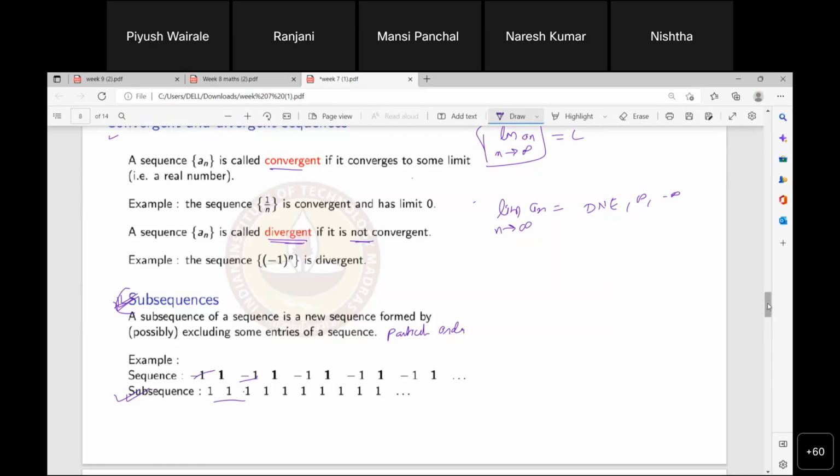Sir, we are only talking about convergent and divergent sequences, and oscillatory sequences. We have included them in the divergent sequences. Sir, minus 1 raised to the power n is just minus 1, 1, minus 1, minus 1, minus 1, 1. So it is not diverging to infinity or minus infinity.